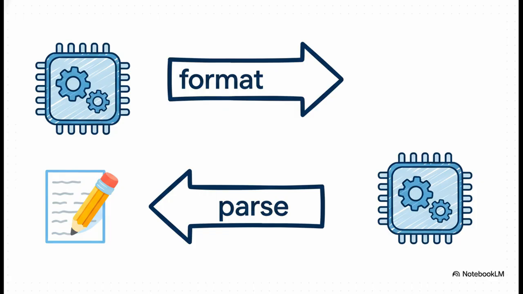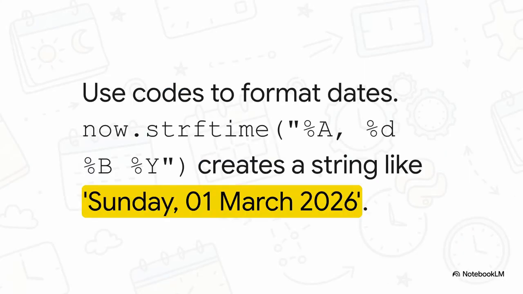strftime, and I want you to think F for format, takes that smart object and turns it into a pretty string for people to read. Then there's strptime, think P for parse, which does the exact opposite. It takes a string of text and turns it back into a smart object that you can actually do work with. So let's see that formatting in action.